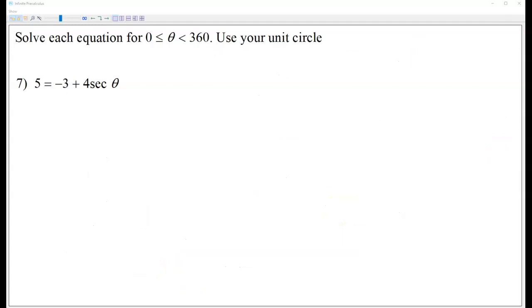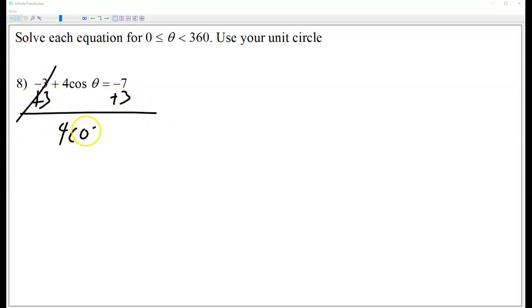All right, let's go ahead and move on to another question like that. Once again, we're going to do our addition first, or subtraction, depending on what the problem is. And then we do our division second.